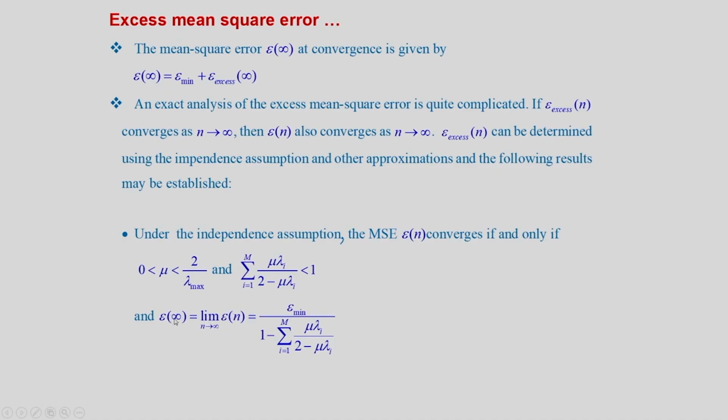And under that situation, the mean square error, that is equal to the limit of epsilon n as n tends to infinity, is equal to epsilon min, the mean square error corresponding to the Wiener filter, divided by 1 minus summation of mu lambda i divided by 2 minus mu lambda i, going from 1 to M. Therefore, this is the mean square error corresponding to the LMS Wiener filter.